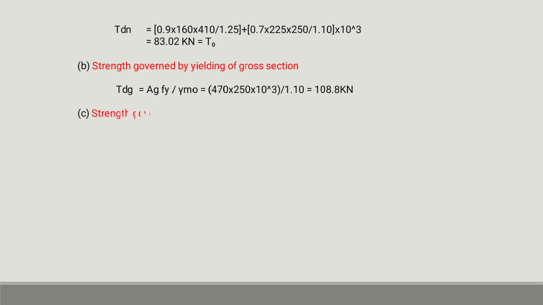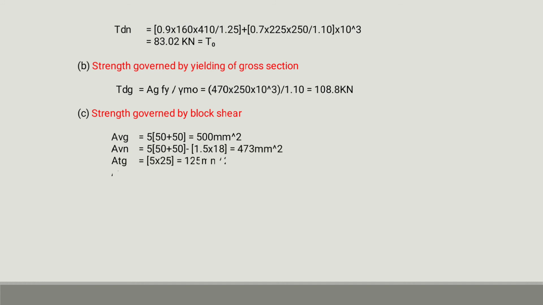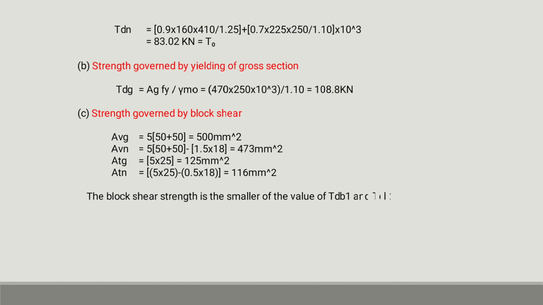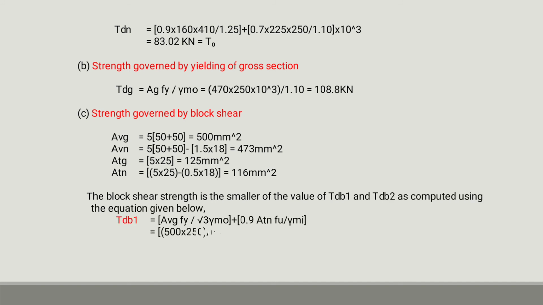So Tdg, also from our code book. Ag is the area of cross section. Fy is given in our question. Gamma m0 is taken from our code book, page number 30. Then the strength governed by block shear. Block shear means Avg, Atg and Atn values are found out. The block shear is the smaller of the values of Tdb1 and Tdb2 computed by the equations below. This formula is in our code book. Avg is 500 and Tdb1 is equal to 99.92 kilonewton.